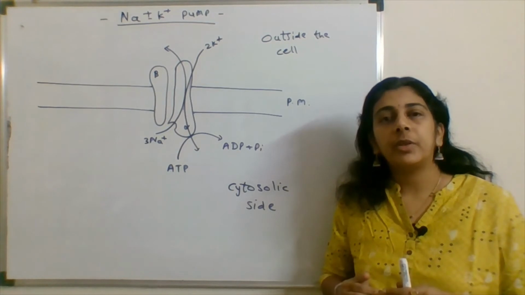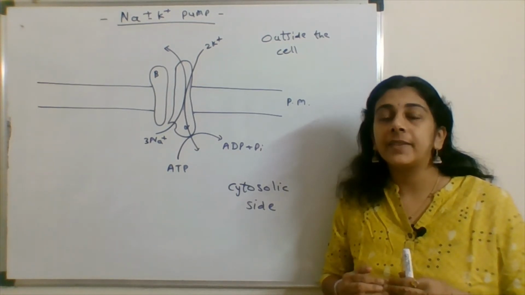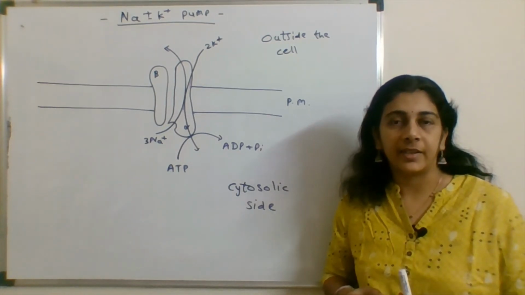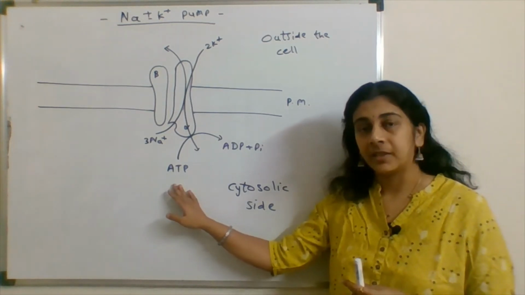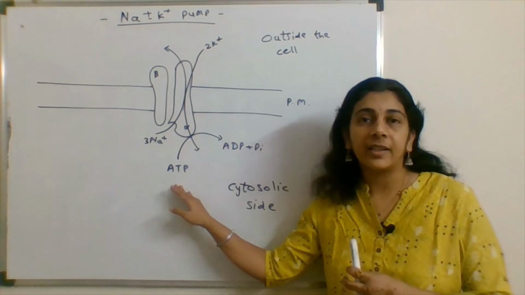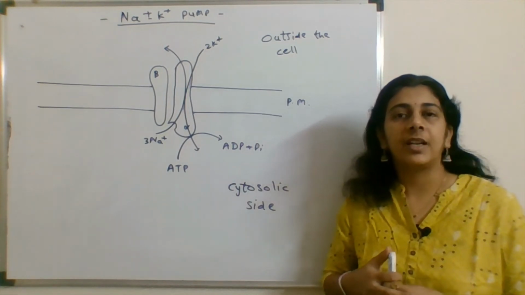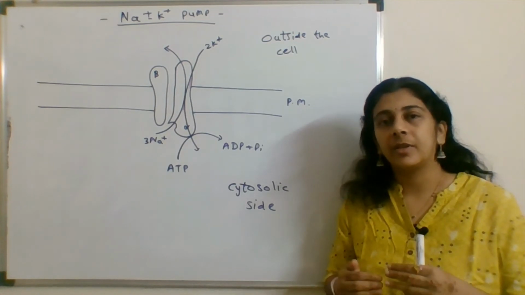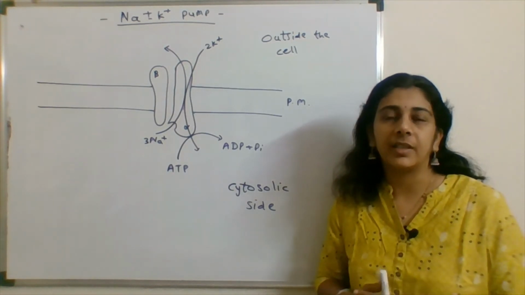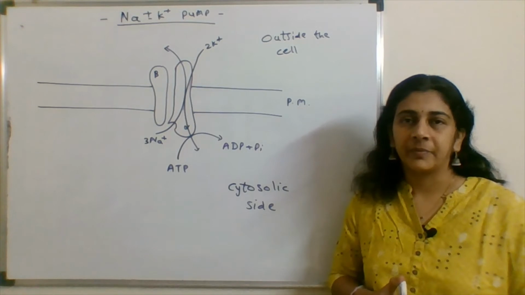Here, both the molecules are transported against their electrochemical gradient and hence there is a need of ATP. So this is a type of active transport क्योंकि यहाँ ATP is needed और both the molecules को हमें against the electrochemical gradient transport करना है.